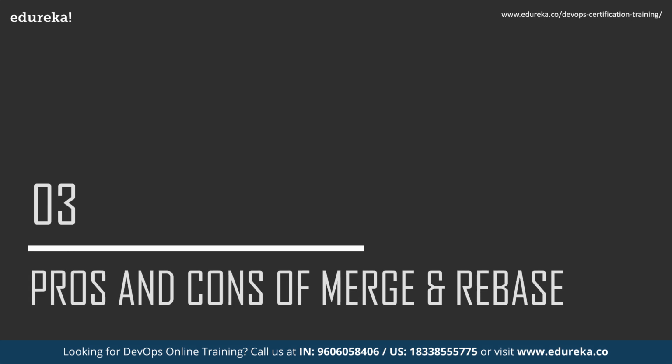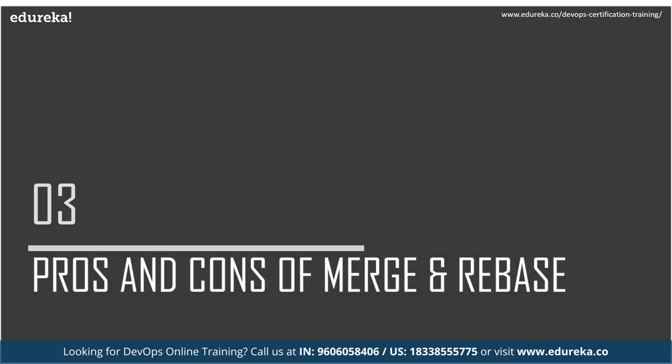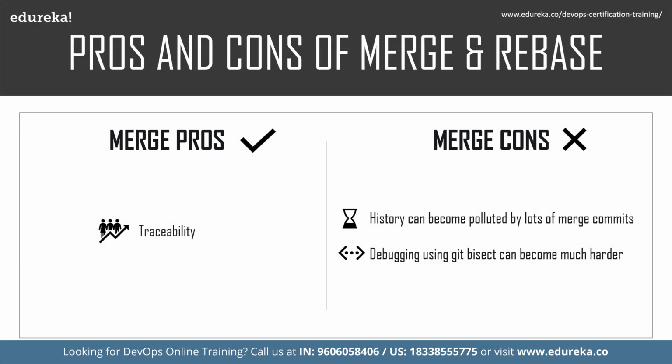Now that we know what Git Merge and Git Rebase is, let us understand the advantages and disadvantages of Merge and Rebase. First, we'll discuss the advantages of Merge. Traceability. Traceability helps keeping information about the historical existence of a feature branch and groups together all commits part of that particular feature. There are a few disadvantages. So in Merge, history can become intensely polluted by lots and lots of merge commits. Also, debugging using Git Bisect can become much harder due to the merge commits.